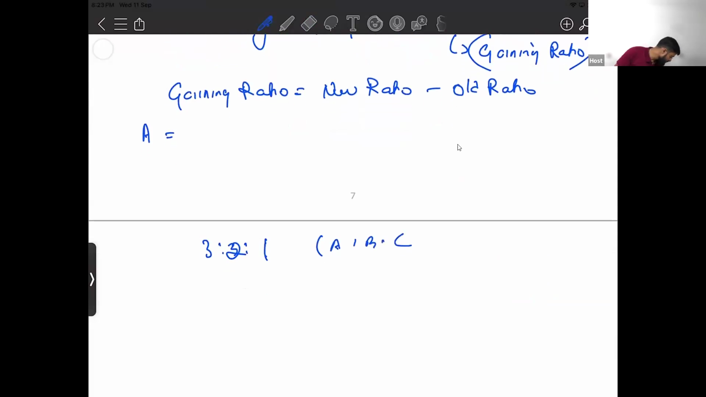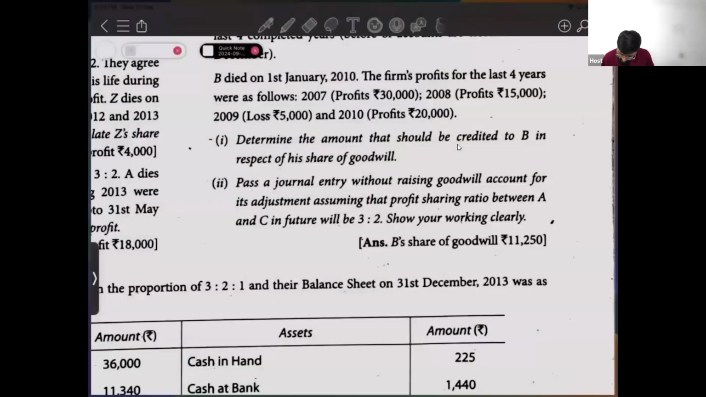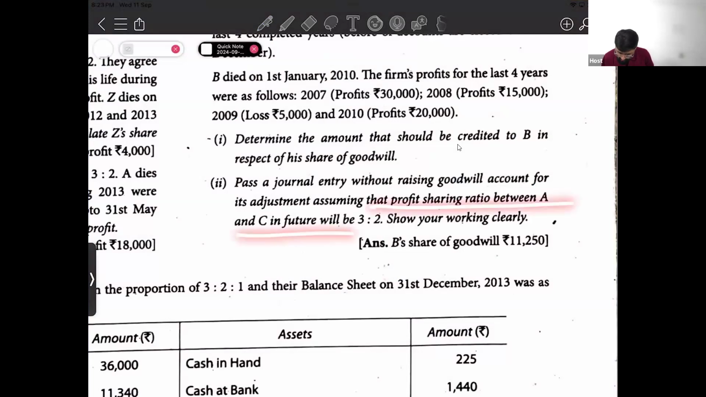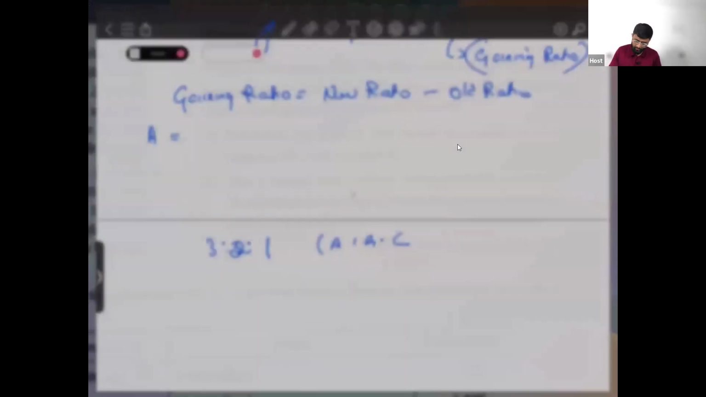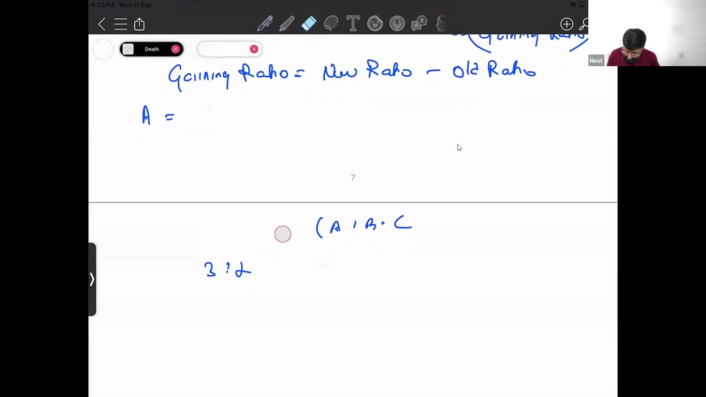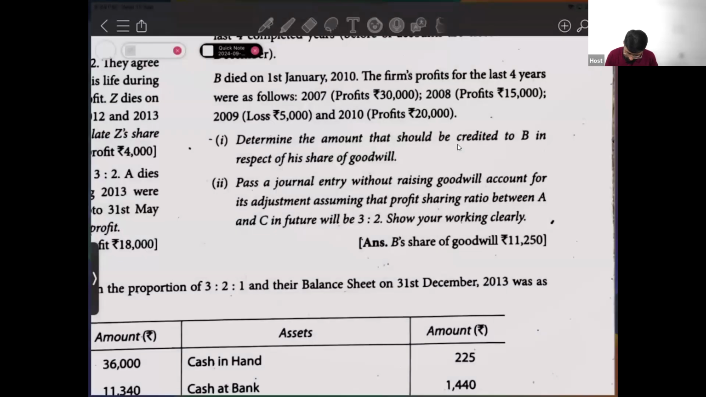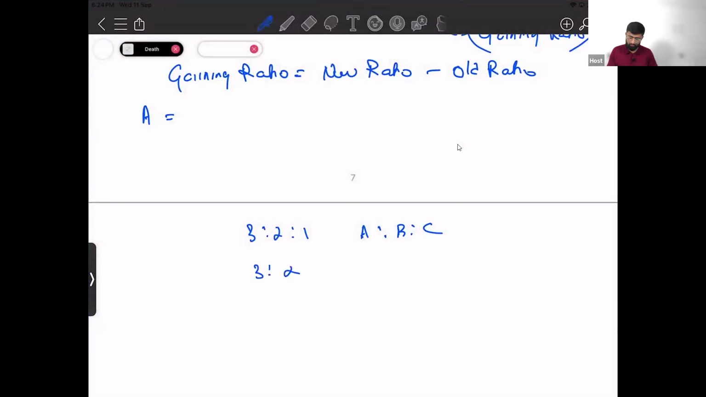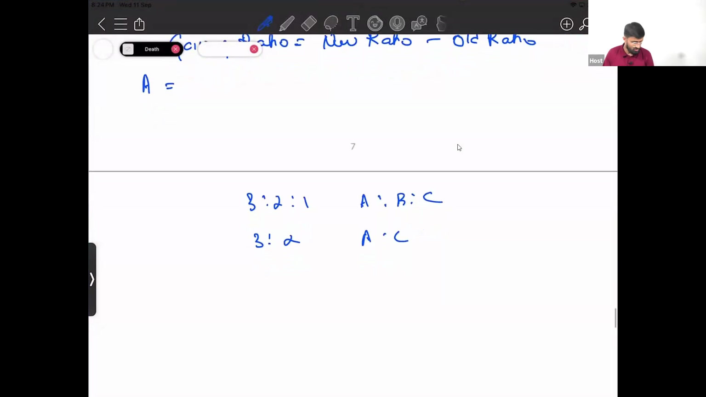The profit sharing ratio between A and C in future will be 3:2. So 3:2. The direct method is not applicable in this question, so we'll have to find out through the formula.